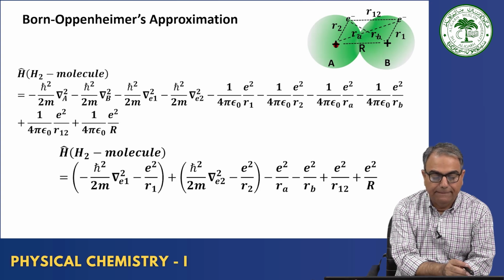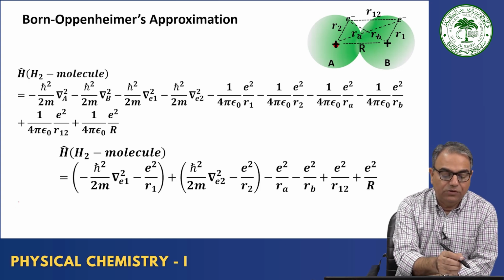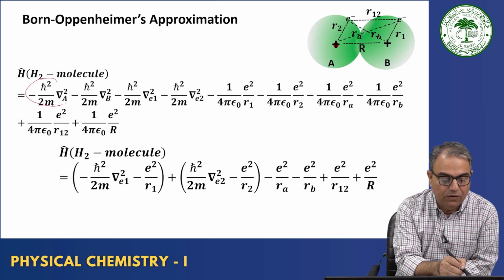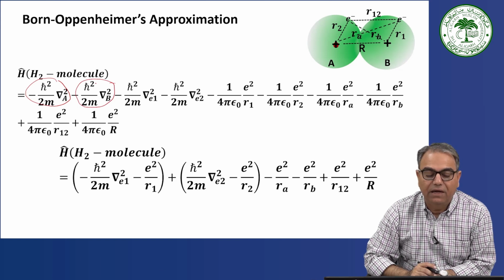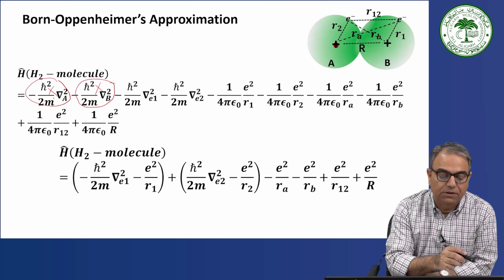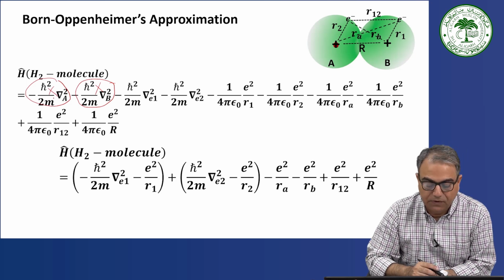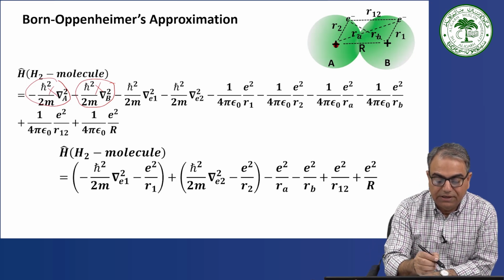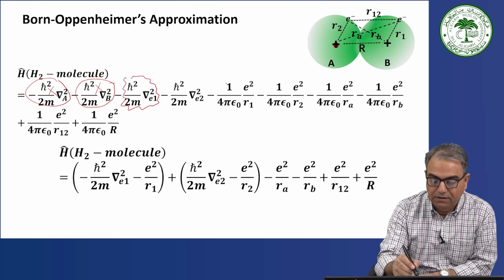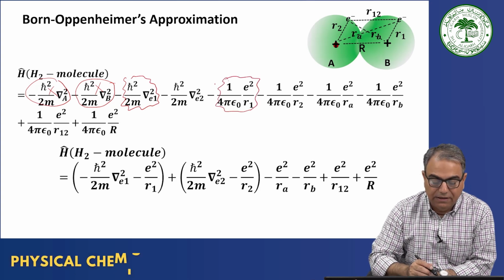Here also it's written for the H2 molecule. This is the same equation which was on the previous slide. So this term will go and this term will go. You will not have them after the Born-Oppenheimer approximation. This term goes and this term goes, but the rest of the terms remain. What we can do is combine this e1 with this one, and we can write it together.